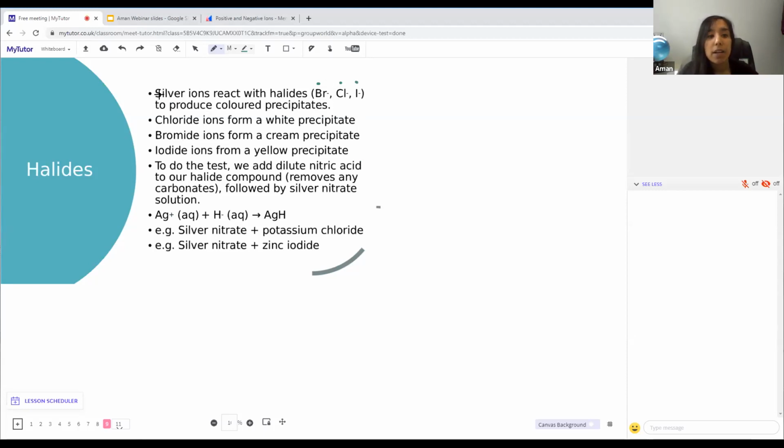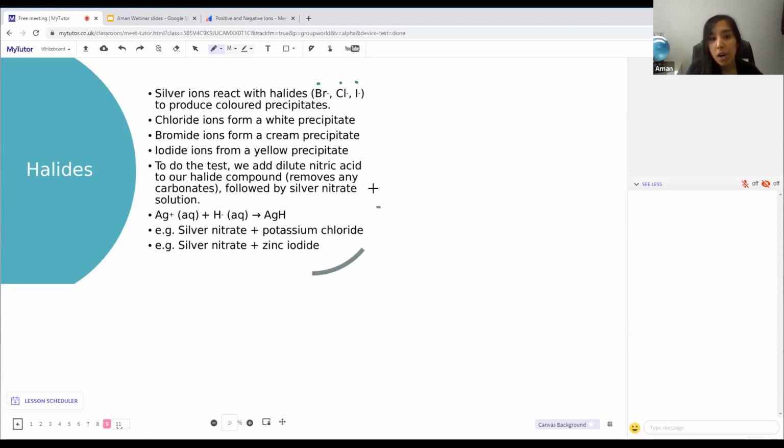So the test for halides is reacting with silver ions, and when we react silver ions with these, we get a coloured precipitate. Chloride ions will form a white precipitate, bromide ions will form a cream precipitate, and iodide ions will form a yellow precipitate. And that precipitate is silver reacted with the halogen.